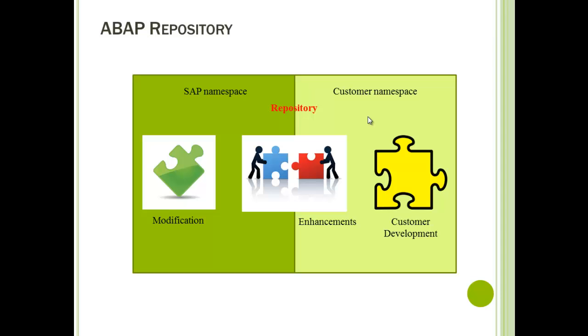So in SAP, as you know, almost every business scenario is already delivered by SAP. However, SAP allows the customer to enhance their existing programs, as well as create their own programs. If you see in this graphic, we have two spaces: one is the SAP namespace, one is the customer namespace. Whatever you have in standard SAP, if you make any changes in the standard SAP objects, this is called modification, modifying the SAP objects.